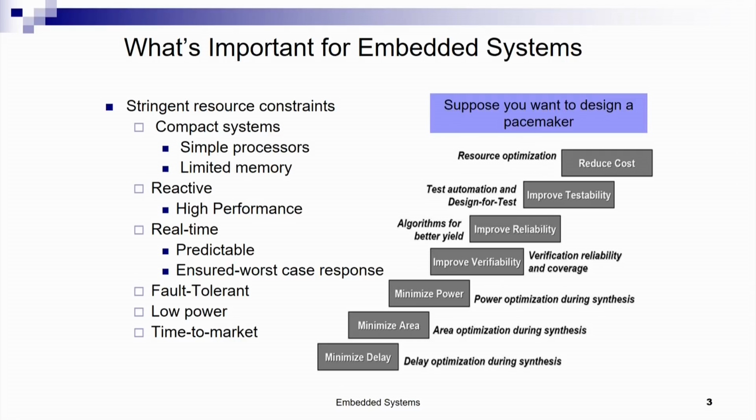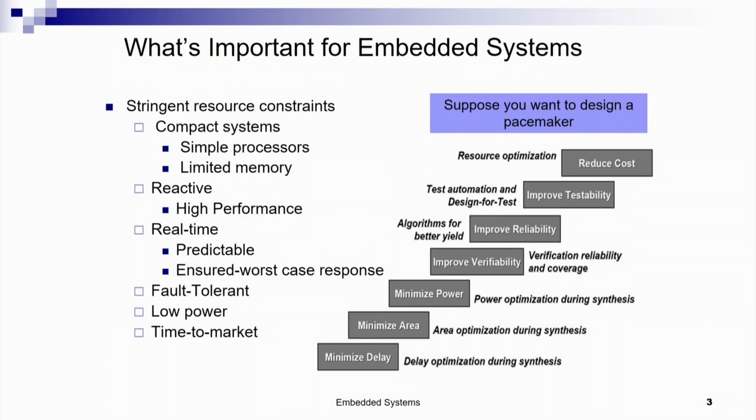It should minimize area. The computing platform should minimize area. Why? Because it has to be a small device placed within the heart, so it cannot be big. It has to minimize power. These pacemakers should remain in your heart for at least say 10-20 years. So, the battery has to be capable enough to run for 10-15 years, 20 years. Hence, the consumption of power by the computing system has to be low.